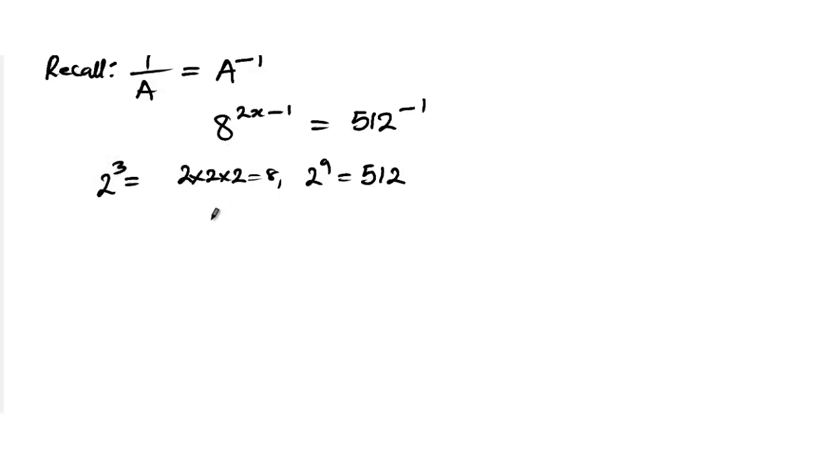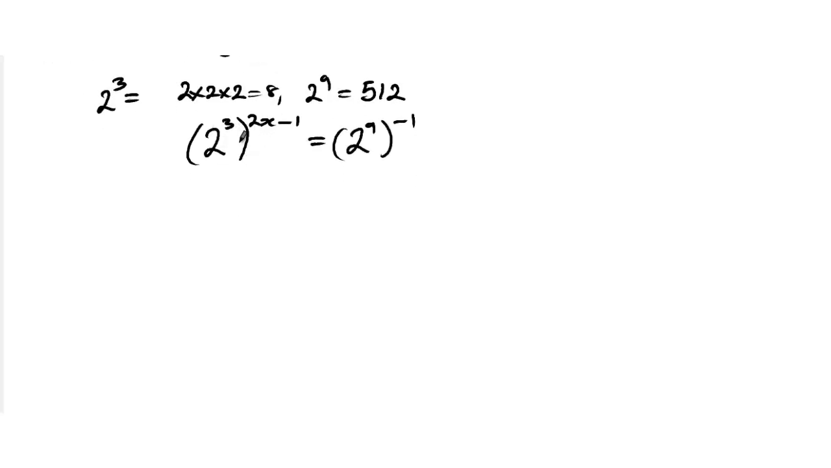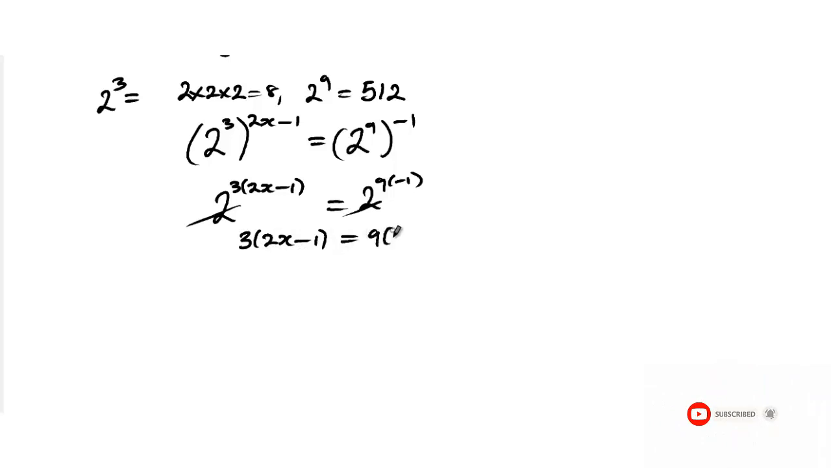So if you plug it in here, we plug 2 raised to power 3 into the bracket 2x minus 1, and 512 becomes 2 raised to power 9 into the bracket minus 1. So I can write 2 raised to power 3 into bracket 2x minus 1 is equal to 2 raised to power 9 into bracket minus 1. So the 2s cancel, and we have 3 into bracket 2x minus 1 is equal to 9 into bracket minus 1.